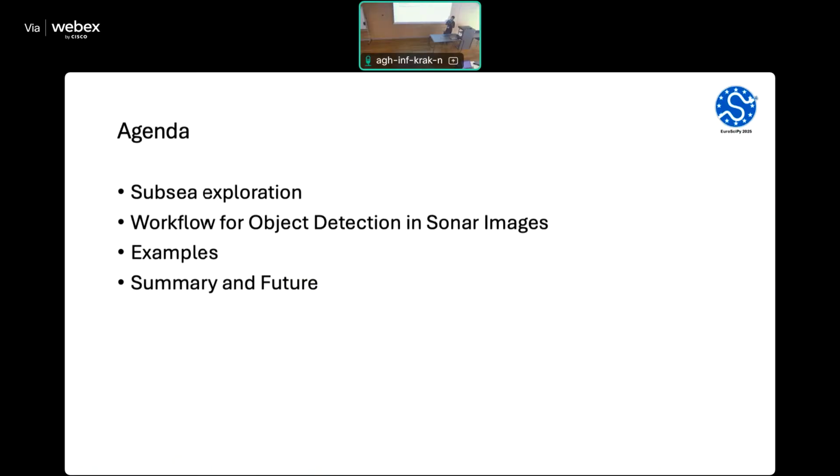So here is the roadmap of our dive, pun fully intended. I'm going to give you a dip into subsea exploration, and we will talk about how sonar images look like, what the seabed looks like, and then I'm going to walk you through a workflow for object detection in sonar images. I'll then share some examples on how well or not the AI works, and then I'm going to wrap it up with a summary of what we have talked about and a peek into the future. What lies for subsea engineering and where we are headed.